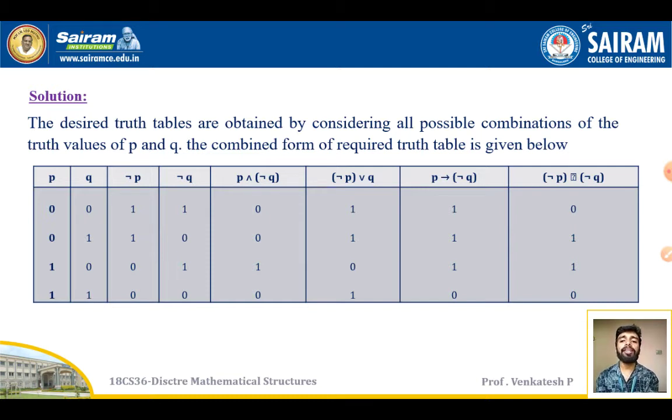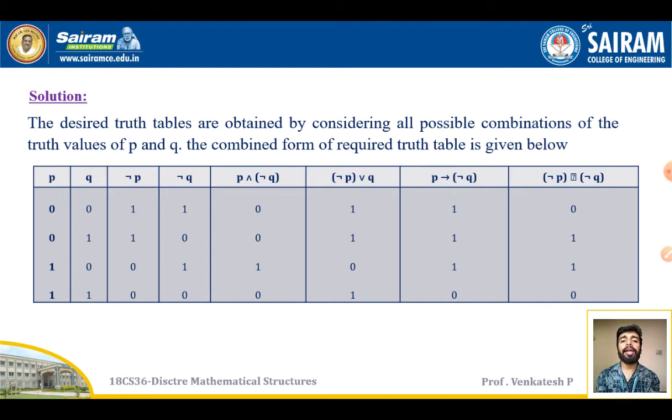Next is negation P or Q. I am going to apply the logical connective or in between negation P as well as Q. So 1, 0 will become 1; 1, 1 will be 1; 0, 0 will be 0; 0, 1 will be 1.